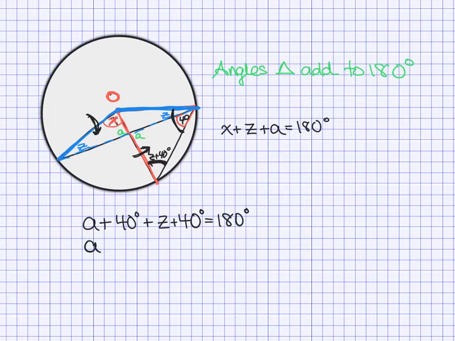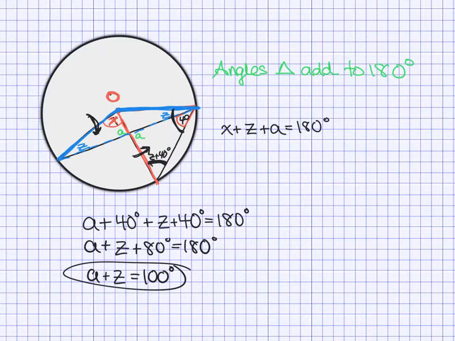And then I can see I have A plus Z plus 80 is equal to 180. So that's something. If I move the 80 over, I can see I have A plus Z equals 100. So that's one equation that I've come up with. And here's another equation I've come up with.